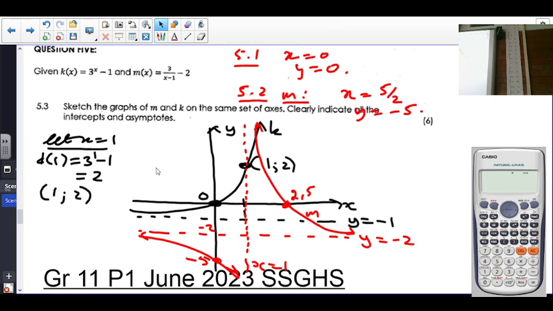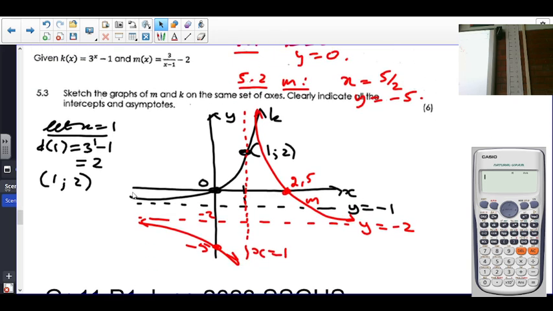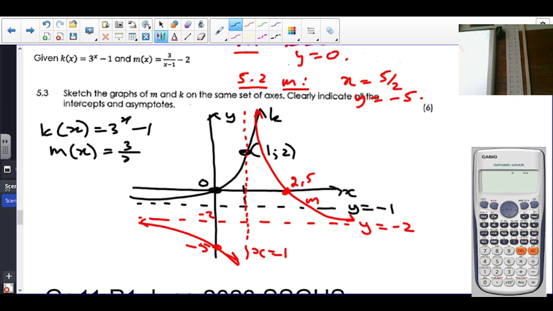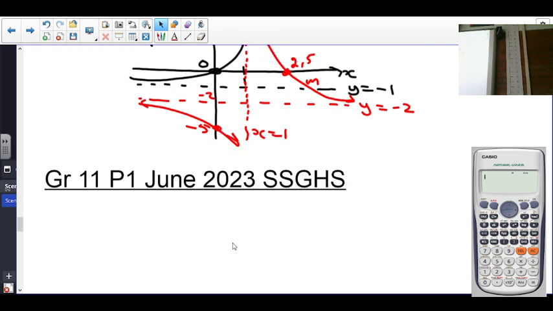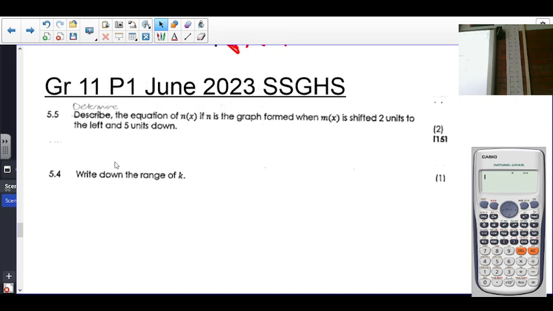So we have two equations, we have two graphs. So in 5, I'm going to write here what the equation is. So that is K of x is equal to 3 to the x minus 1, and M of x is equal to 3 over x minus 1 minus 2. So let's see what 5.4, 5.5 I have in store for us.